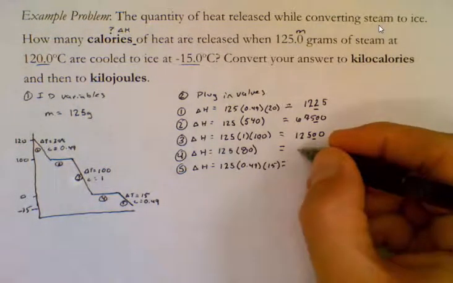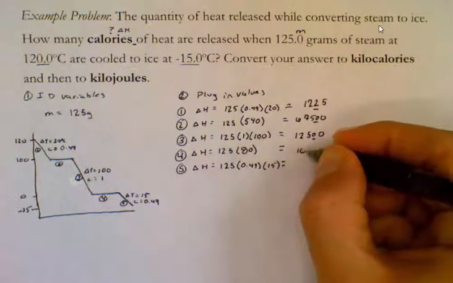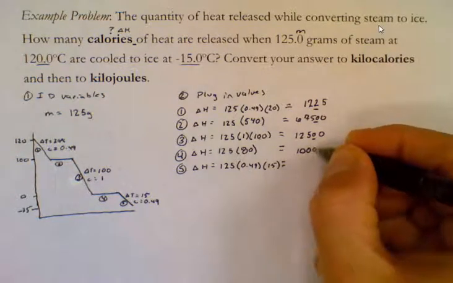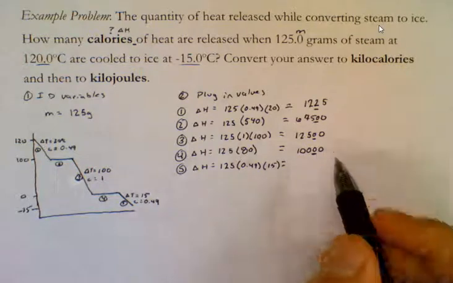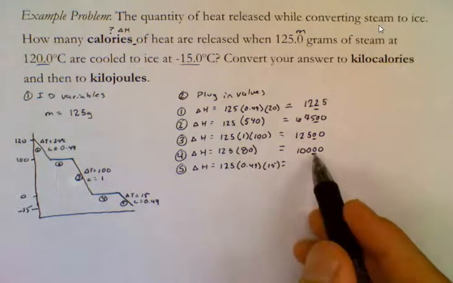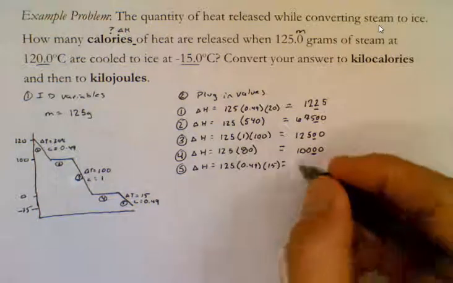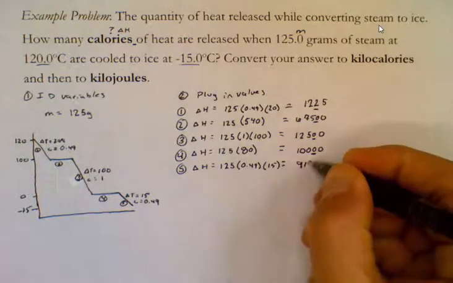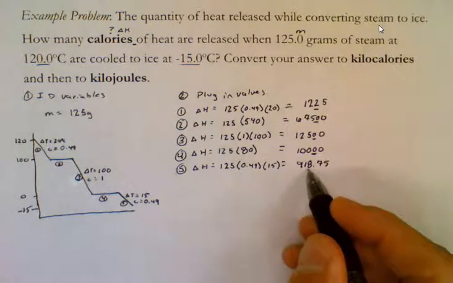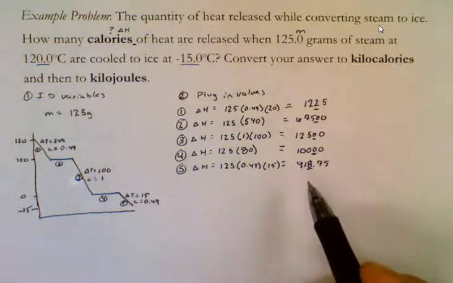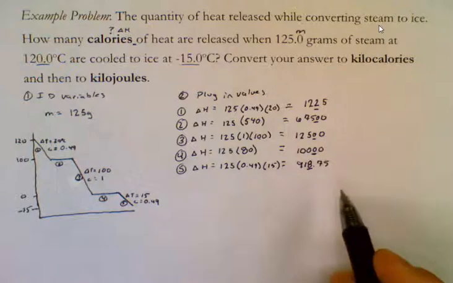Part 4 of your graph would be 10,000. We get that from sig figs. We get 4 sig figs from the 125, so that's this 0. And then lastly, part 5 is 918.75. Sig fig we keep there is the 8. We get 3 sig figs from the 15.